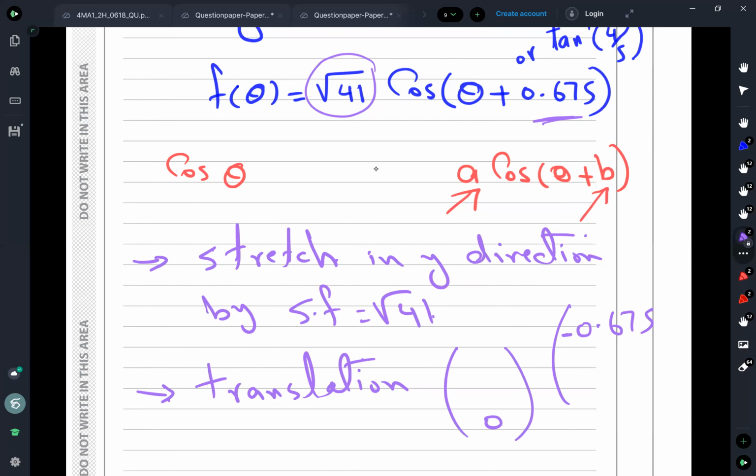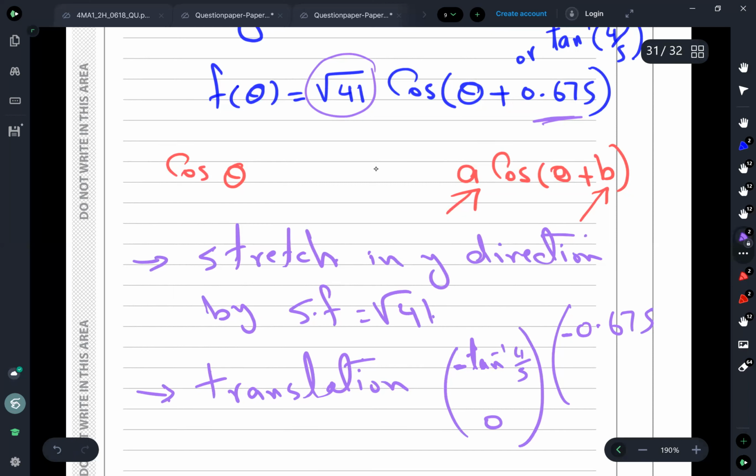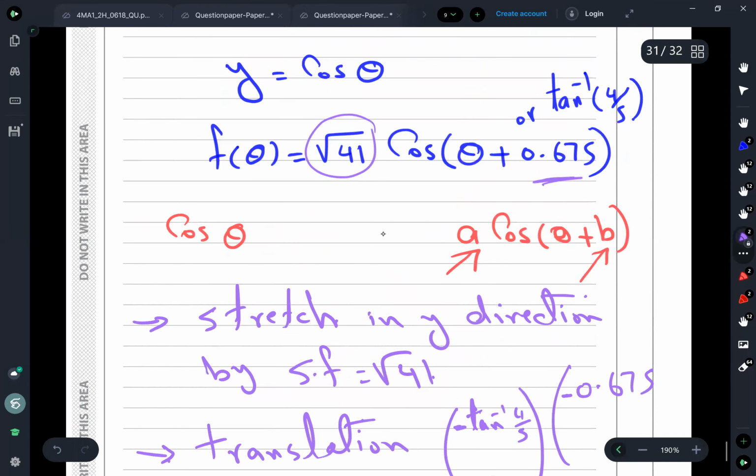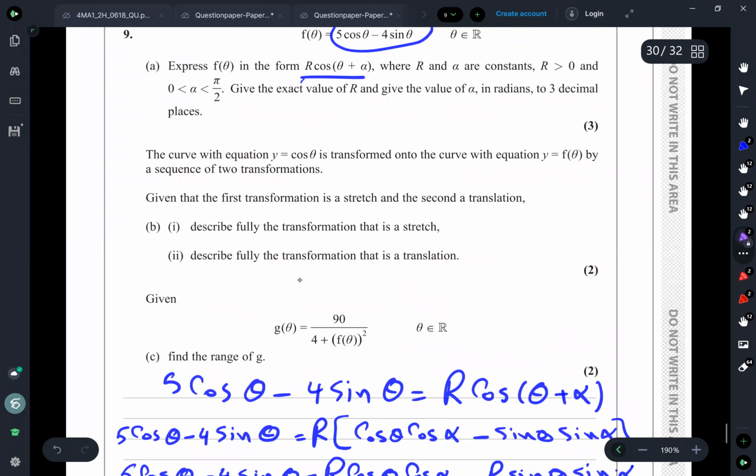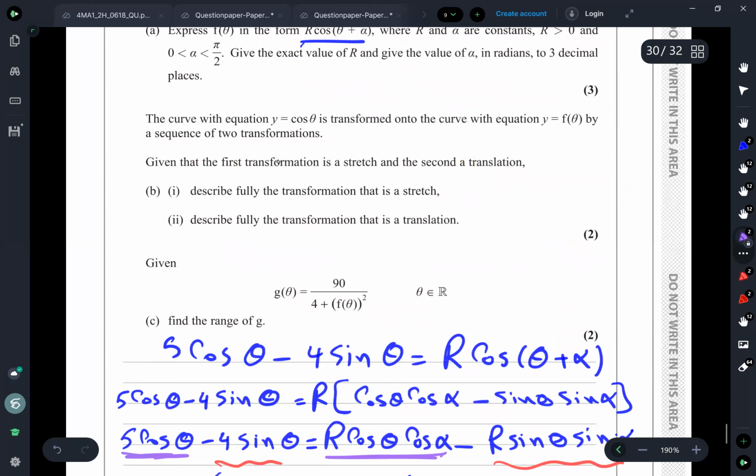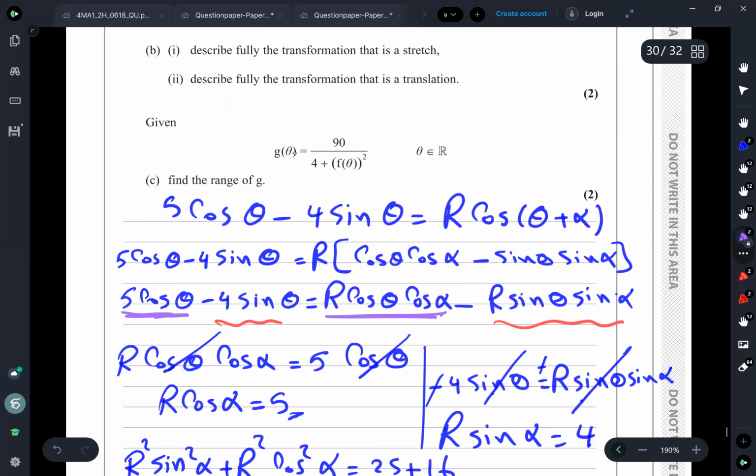But to write it exactly, it will be negative tan minus 1, which is arctan 4/5. This is the exact value of the translation, arctan 4/5. This is the second part he asked to describe. The third part, it's given another function, G of theta is equal to 90 over (4 plus f theta) all squared, and he asked about the range of G.